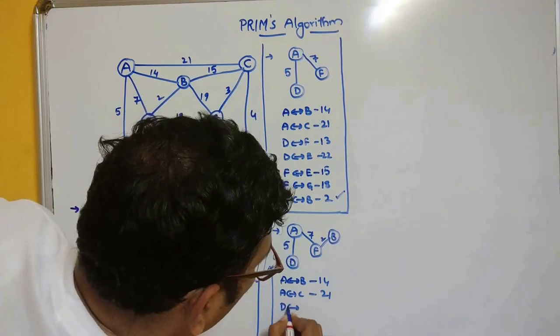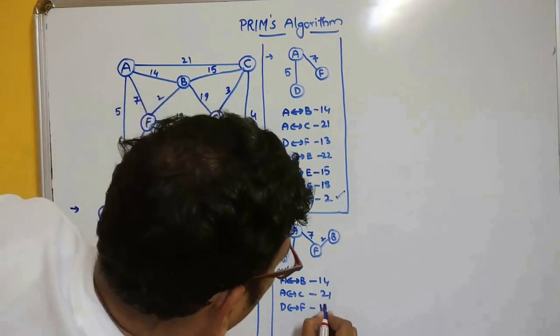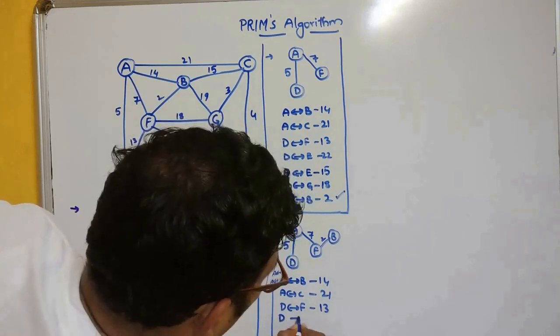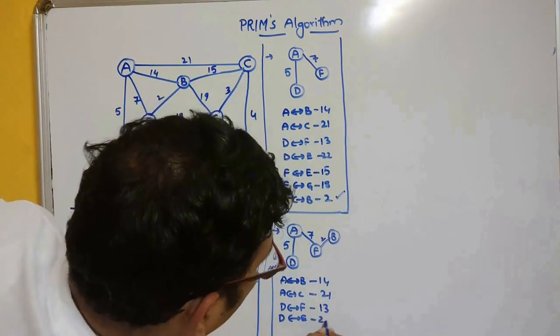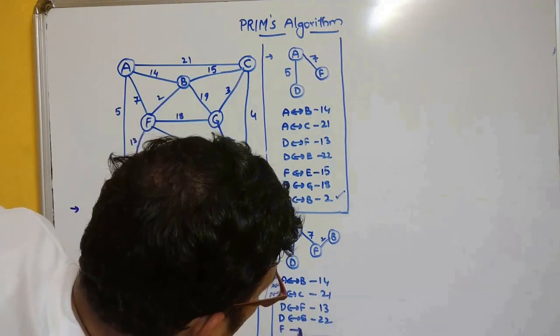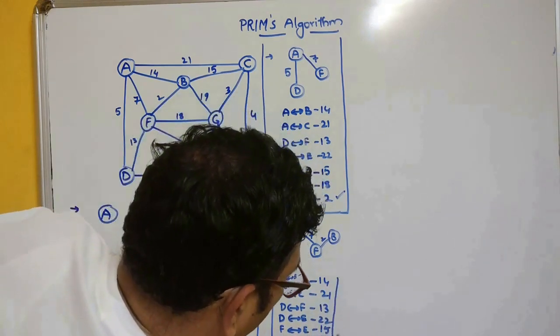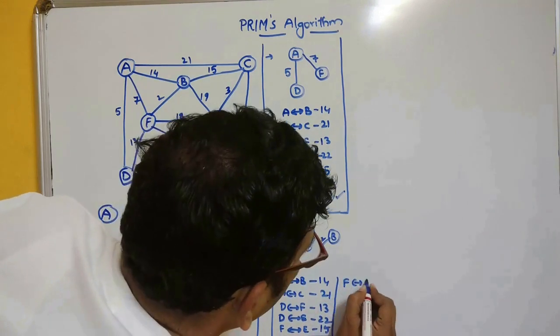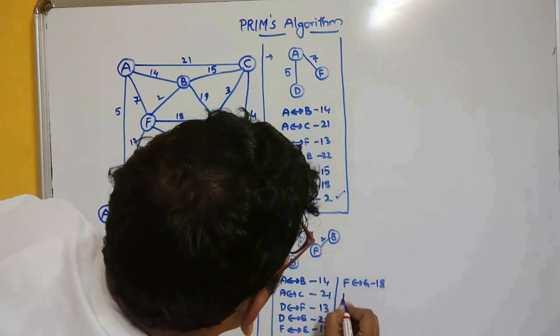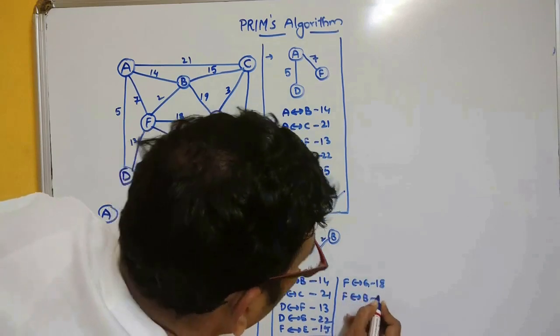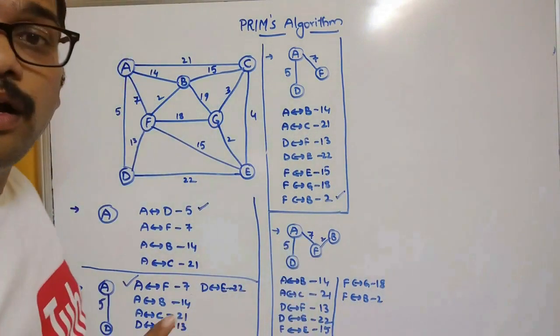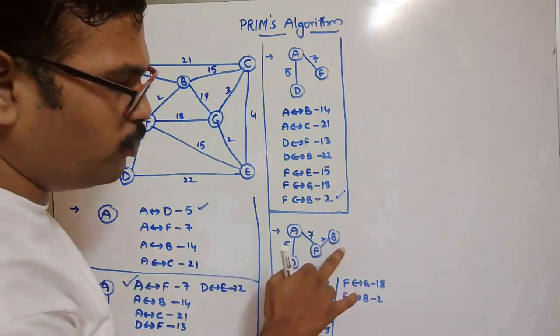And D to F with a 13. And D to E with a 22. F to E with a 15. Next, F to G with 18, F to B with 2. So, our tree consists of a new vertex B.